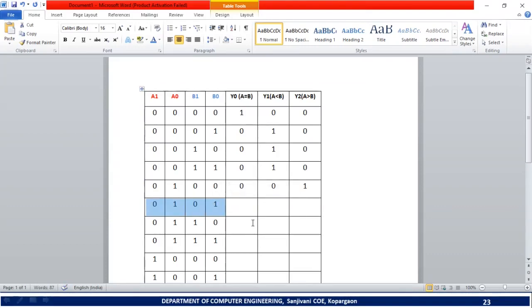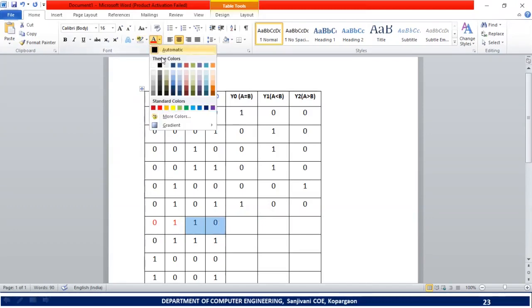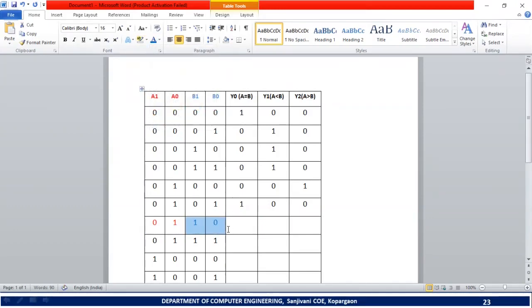Consider this row. What is A? 0 1. What is B? 0 1. Are both equal? Yes, both are equal. So here I will write 1 and here 0 0. What is the value of A? A is 0 1. And what is the value of B? Here B is 1 0. So which is greater, A or B? So what is the value of A? 0 1. Convert it into decimal. If I convert 0 1 into decimal, I will get 1.